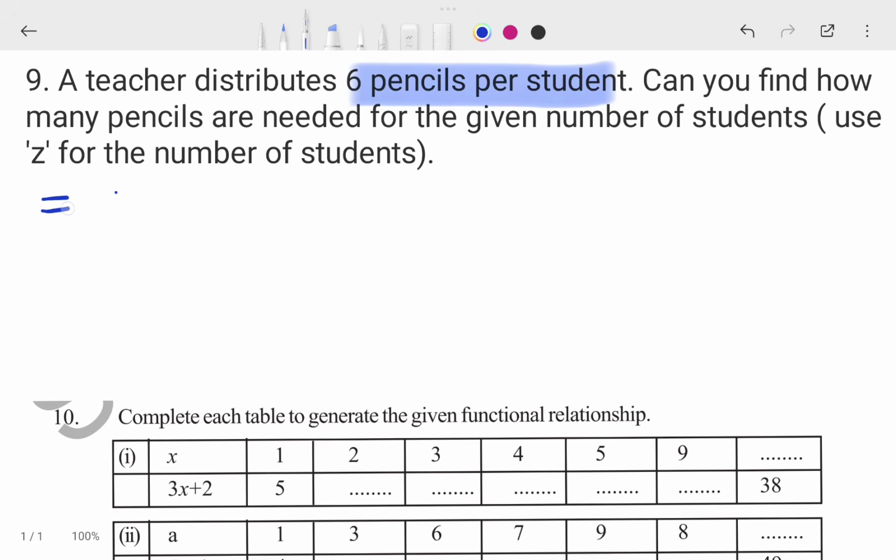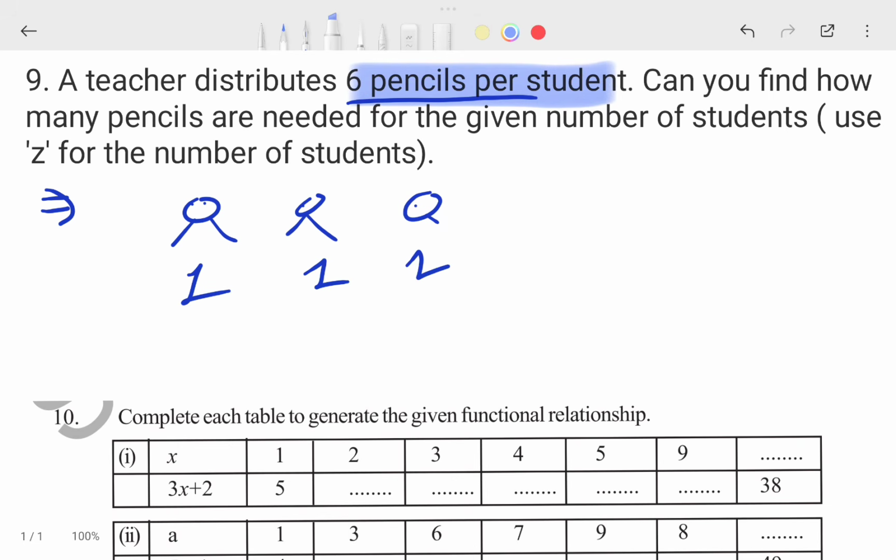Suppose your teacher is distributing 6 pencils per student. Your teacher is giving 1 pencil to 1 student, 1 pencil for the second student, like that they are distributing. Let's suppose there are 6 students in the class. So your teacher gives 1 pencil, 1 pencil, 1 pencil, like that to the 6 students.